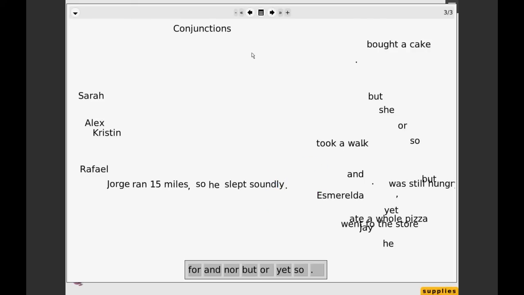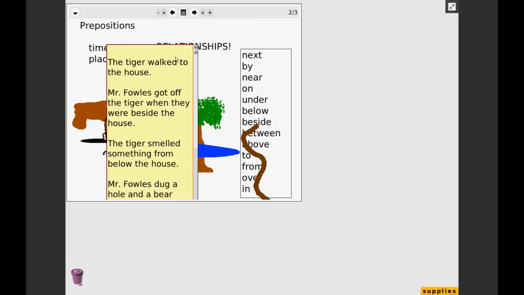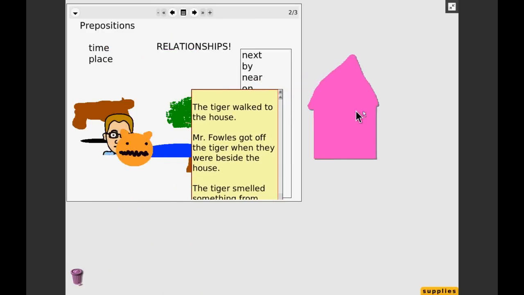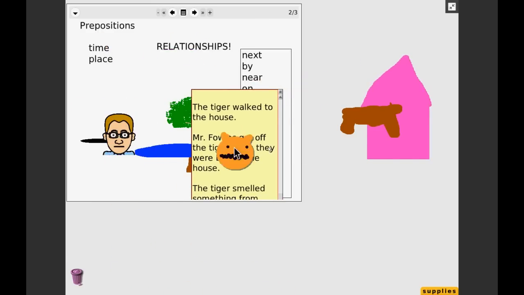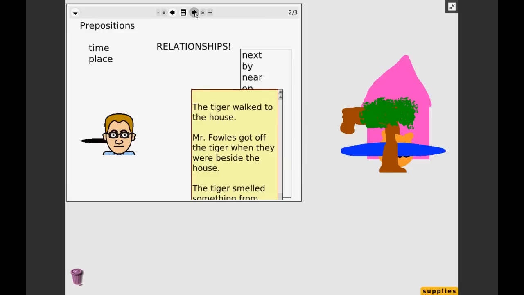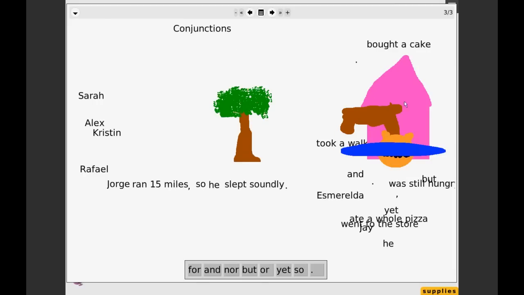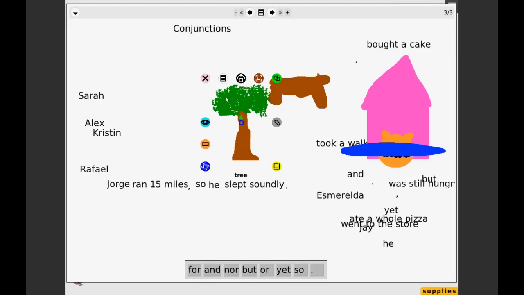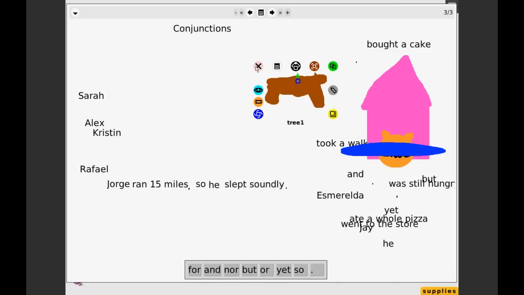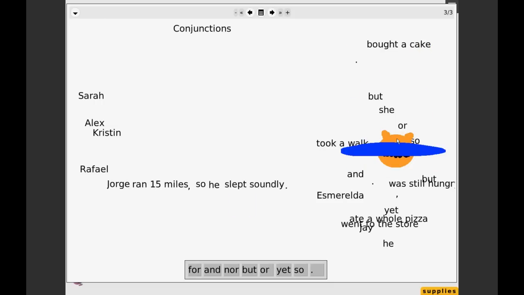Alright, that's a quick overview of prepositions with houses and bears and tigers and ponds and trees, and conjunctions with all these things apparently as well. And conjunctions with for, and, nor, but, or, yet, so, and there are other conjunctions as well. This is not a definitive list, it's a place to start. And these act like glue for sentences.